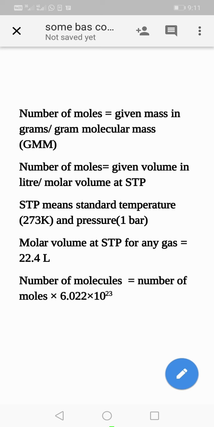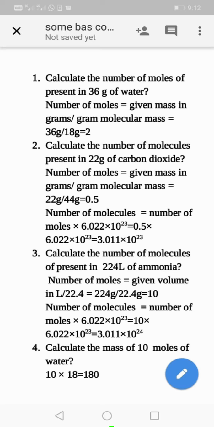Number of moles, you can use any one of the two equations, then number of molecules. So that is a very important set of equations for us. Three different equations, simple equations also. Using these, you can do some numericals also. I have given 4 questions. Question number 1: calculate the number of moles present in 36 grams of water.